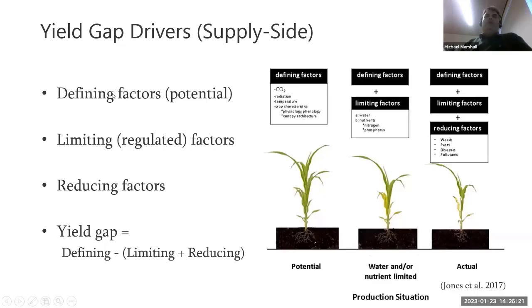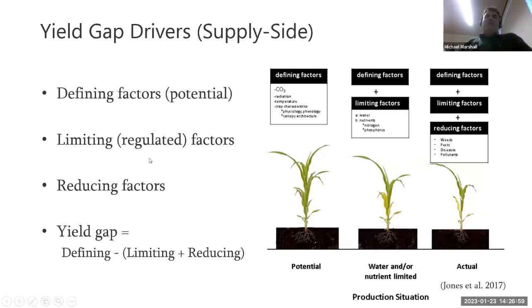The first one, the defining factors, are the environmental conditions and the basic characteristics of the crops that you're using, which basically define the potential yield. This is the maximum yield you could get given the current concentration of CO2 in the atmosphere, the amount of incoming radiation, the temperatures, and also the physiology, the phenology, and the canopy architecture, which are largely defined by the crop that you're planting. So this is the most you could get out of this crop or this field or this system.